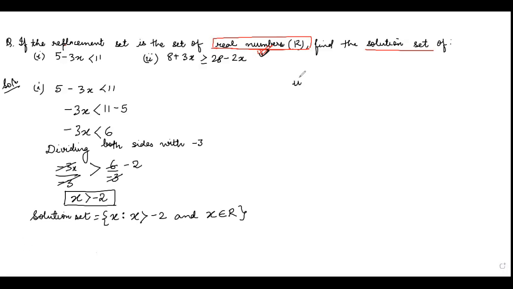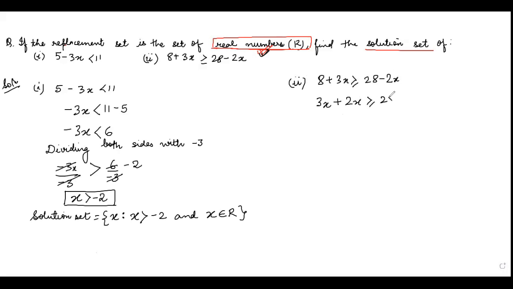Number 2, 8 plus 3x greater than or equal to 28 minus 2x. बहुत ही simple है. We will bring all the x terms on one side and the non-x terms on the other side. So 3x already है, and this minus 2x will be brought on this side, which will become plus 2x.